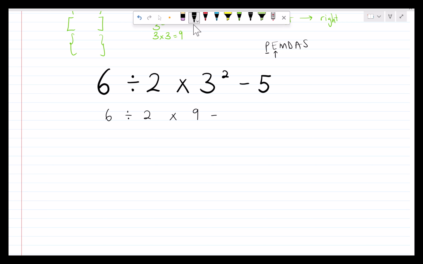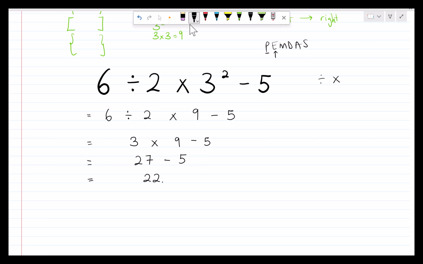Now that we're done, remember I said if we have division and multiplication, we start with whatever is on the left-hand side. And in this case, we have 6 divided by 2, which is what I'm going to start with. So I'll have 6 divided by 2 is equal to 3, times 9 minus 5. After the division, then comes the multiplication. And we have 3 times 9, which is 27, minus 5. 27 minus 5 gives us 22. And there we have it. Our final answer is 22.